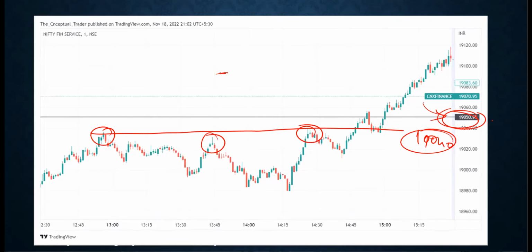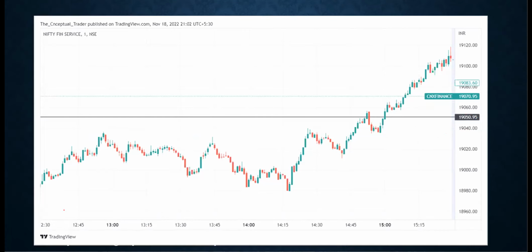So whenever you draw any support resistance, correlate that with the round number present around it. So we are talking about this 19050. Now, as per price action, you must have learned that whenever any level gets broken out and after that a consolidation happens, two things could have happened. Either the market could have fallen badly and come down again, or the market could have run up like it did in Nifty Finance.